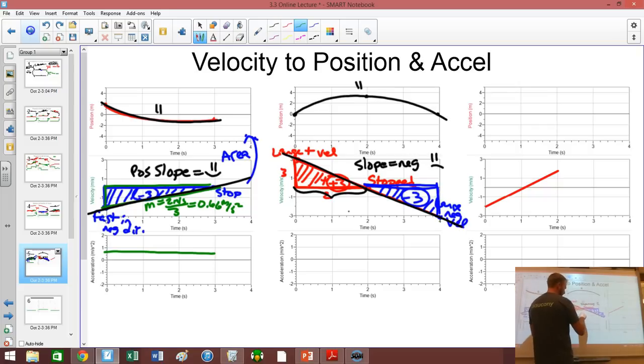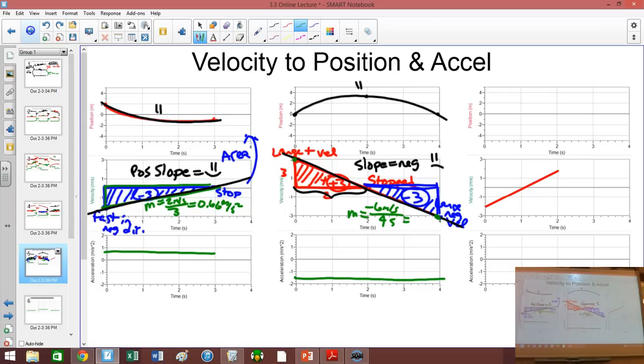So my slope of this whole business, 3 to negative 3, so I go down 6 meters per second in 4 seconds. That's 1.5. So negative 1.5 meters per second per second. These ones where the velocity crosses the origin are tricky.